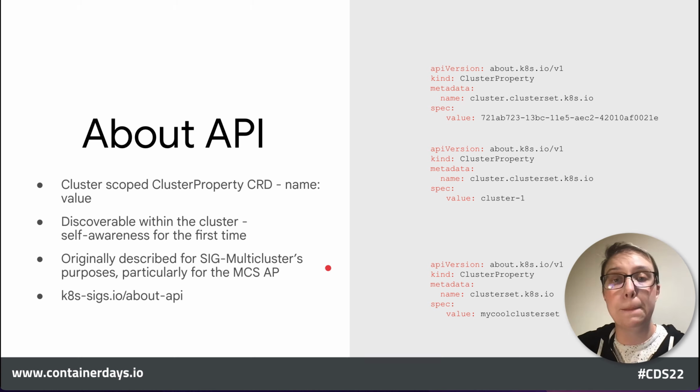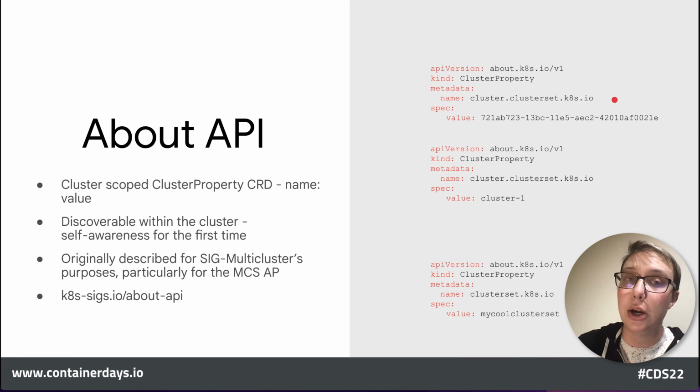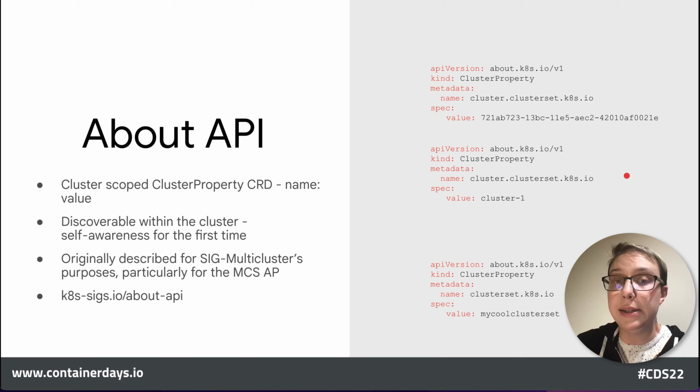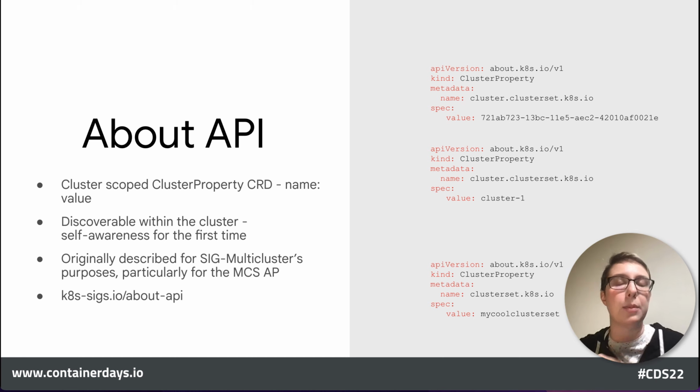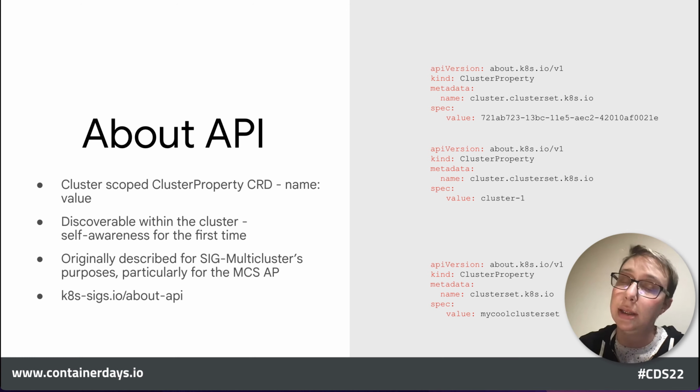And again, there's certain properties that the KEP that's backing this API specifically mentions, like cluster.clusterset.k8s.io, which is effectively the ID for the length of time that this cluster is in a cluster set, or a property that has the name clusterset.k8s.io, which is the name or some other identifier for the cluster set itself as a whole, that whole universe in the bottom corner. So these are properties that have very specific meanings in this KEP, but any other arbitrary property could be stored in the CRD instead that the cluster needs to know about itself.